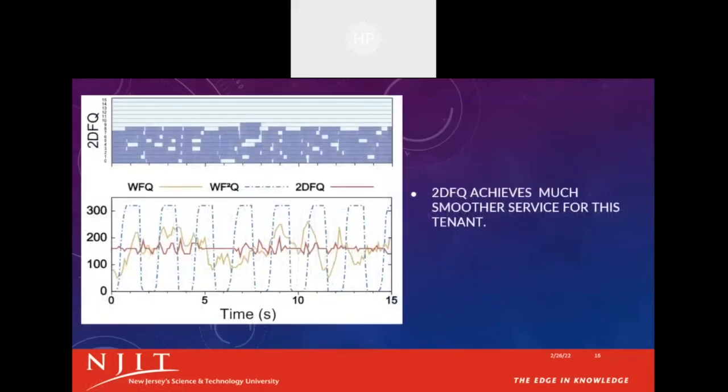Finally, 2DFQ achieves much smoother service for this tenant. Again, looking at the thread occupancy, we can see that for 2DFQ, requests are partitioned across threads based on size quite effectively, which explains the smoother service.